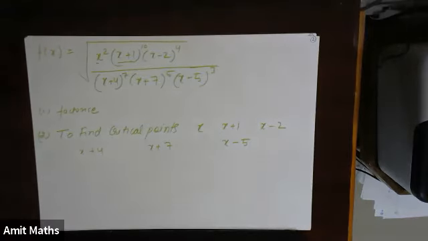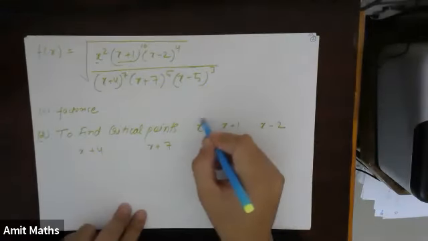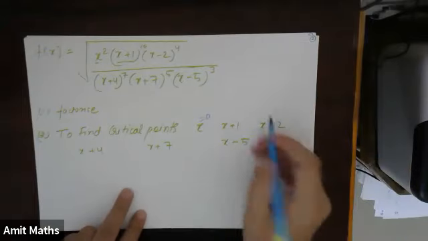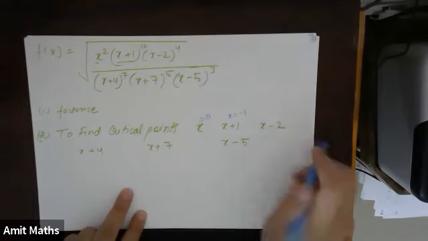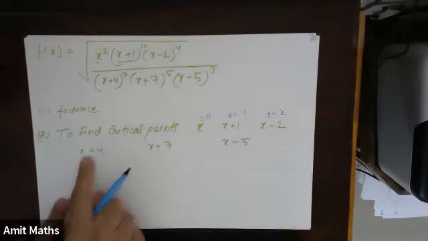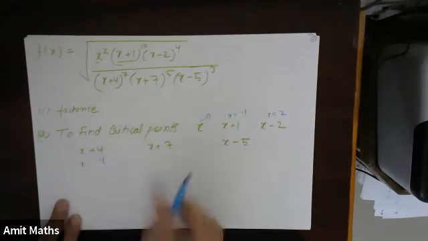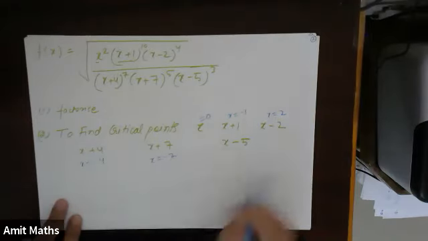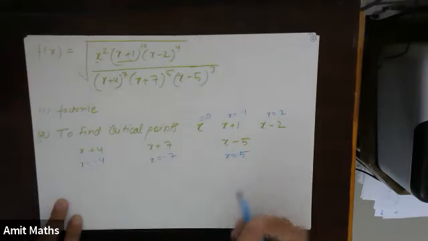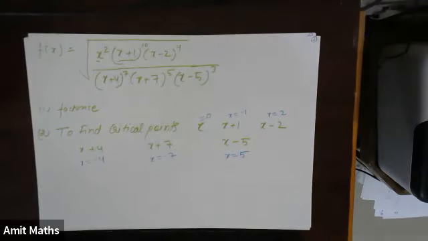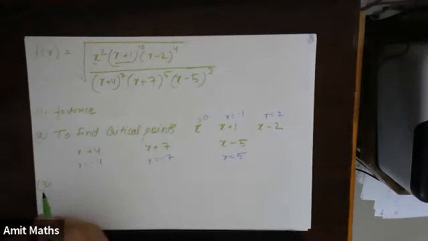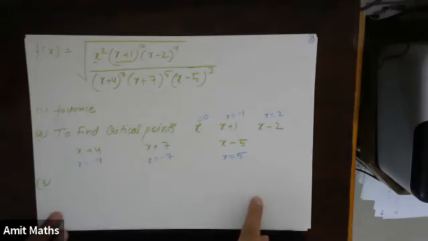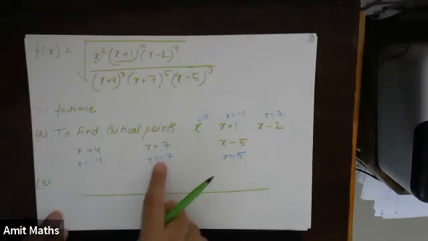The critical point for x will be 0, so x is equal to 0. X plus 1 is equal to 0 means x is equal to minus 1 is a critical point. For this one x will be 2. For this one x will be minus 4. For this one x will be minus 7. For this one x will be 5. Okay, these are the critical points for the different factors. Now third, we will arrange these in ascending order on the number line. So the least value is minus 7.